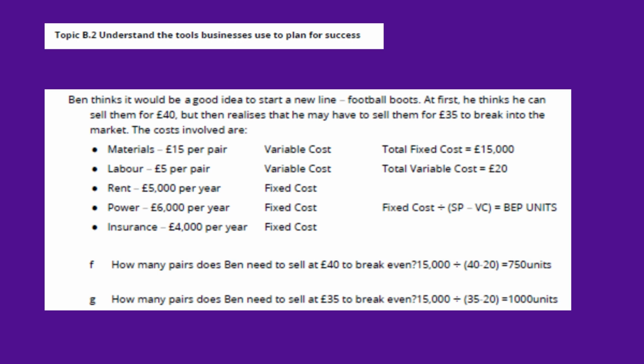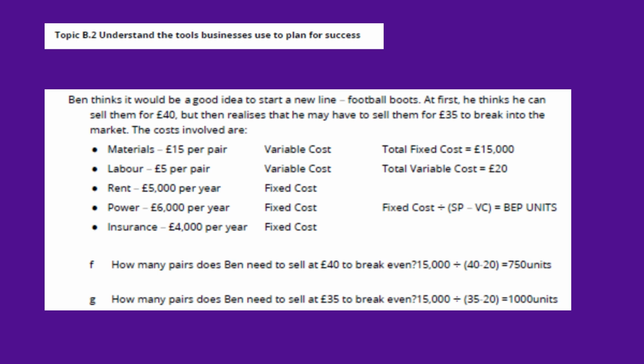What I have done is attributed whether they're a variable cost or a fixed cost, and written that on. Next to that, I've calculated the total fixed cost and the individual variable cost for a unit product. And below that, I've given you the formula to work out the break-even point for units.